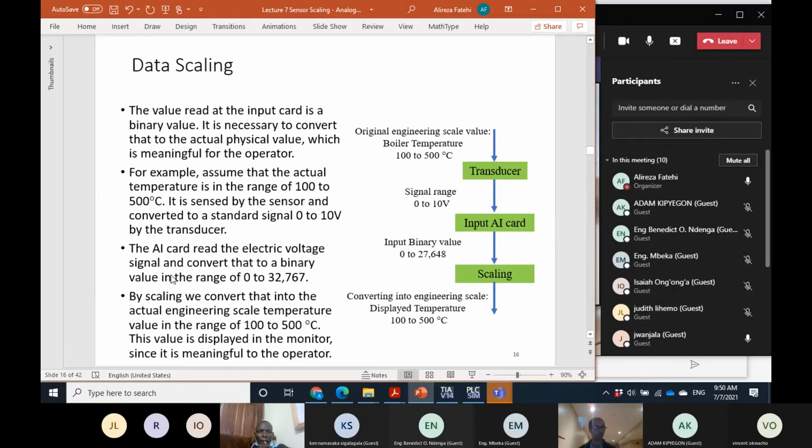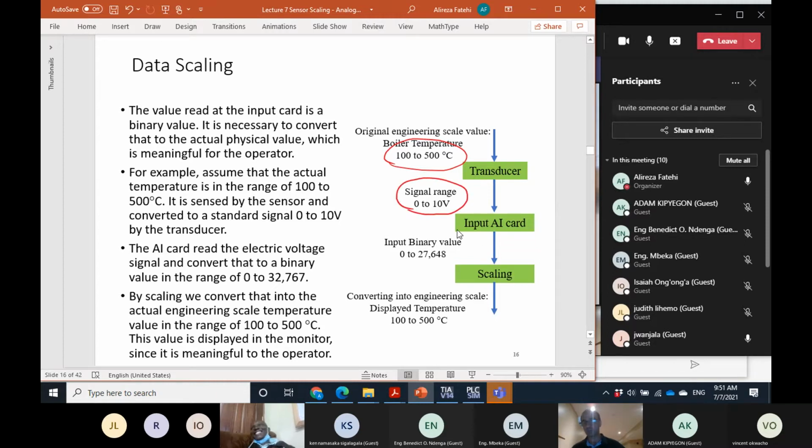Okay, so let's work on the scale. We have all the basic materials that we need from the hardware and software point of view, and the data types. And now we are going to do the scale. For scaling, let's review that again. Let's assume that, for example, in this example, the temperature of the boiler is between 100 and 500. This temperature is measured by the sensor, and the transducer generates a voltage in the range of 0 to 10 volt.